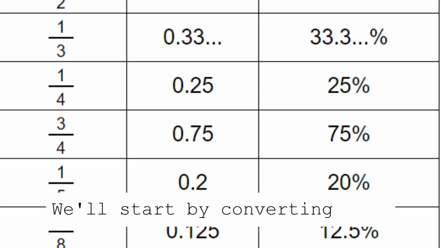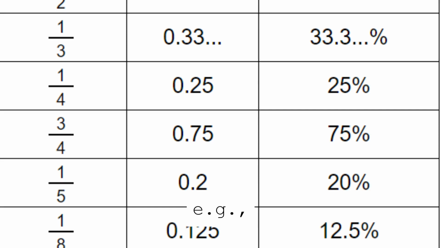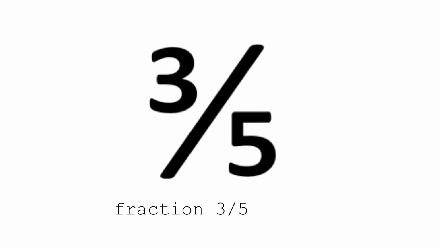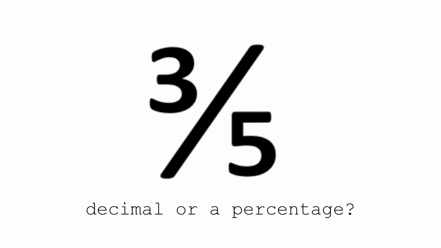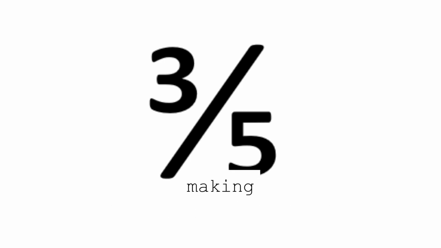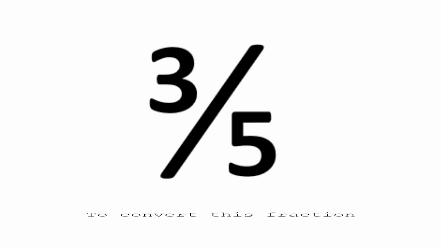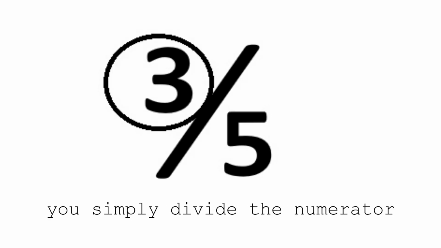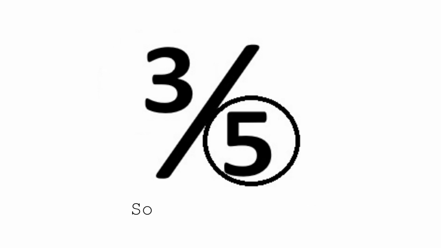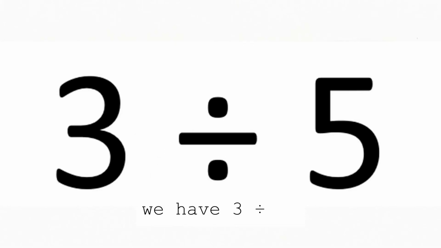We'll start by converting from one form to another. For example, how do you convert the common fraction 3/5 into a decimal or a percentage? We'll walk you through the steps, making it easy to switch between these representations. To convert this fraction to a decimal, you simply divide the numerator by the denominator. So, in this case, we have 3 divided by 5.